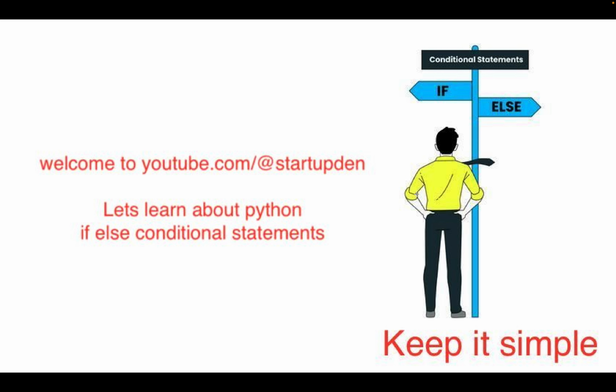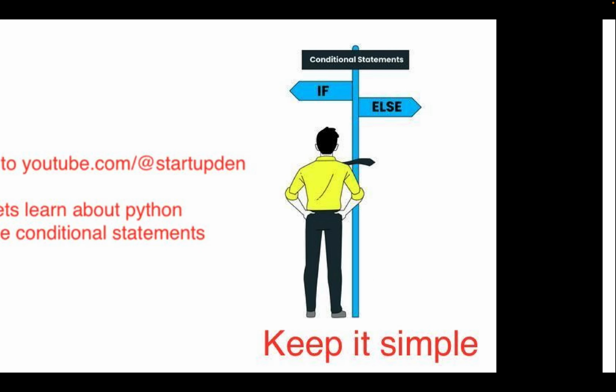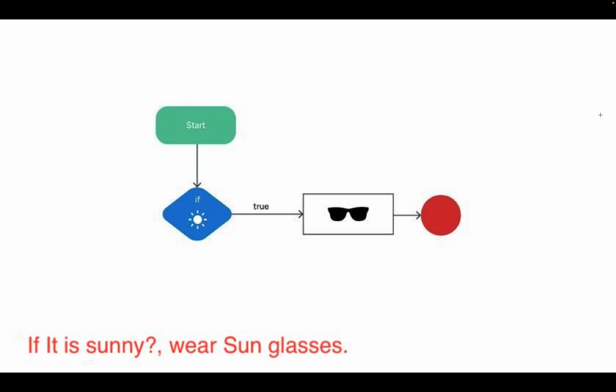If this, do that, else do that. Or sometimes we say if this, do this, else if this, do this, else do that. So this is how we make decisions every day in our life, and exactly this is how Python sees it as well. So for example, you're coming out of your house, and you want to make a decision if you want to wear glasses or not, right?